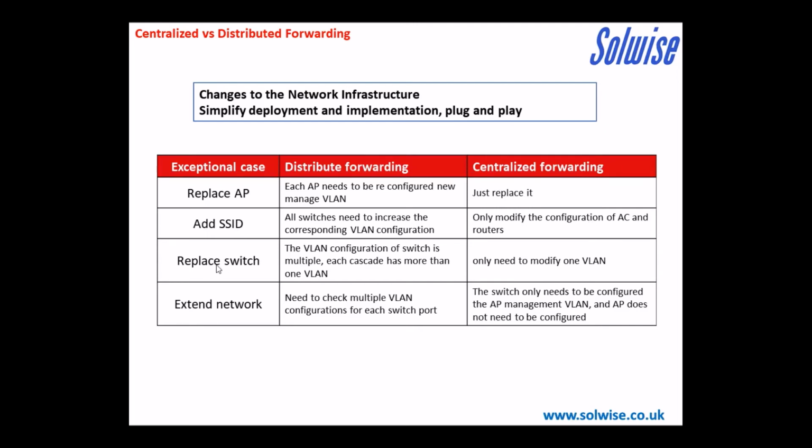If you have to replace a switch with distributed forwarding, you're going to have to take all those VLAN configuration settings and transfer them over to the new switch. A nightmare. With centralized forwarding, you've only got one VLAN, and that's the one used for the actual control traffic. After that, you don't need to do any more VLAN configuration. If you want to extend the network, it's pretty much the same as with a switch; you have to configure all of the VLAN settings. Yet again, with centralized forwarding, you only need to have that one VLAN port configured for the AP management.